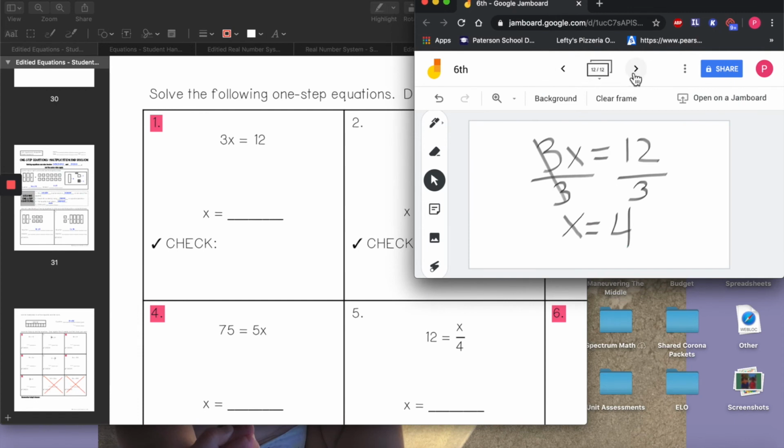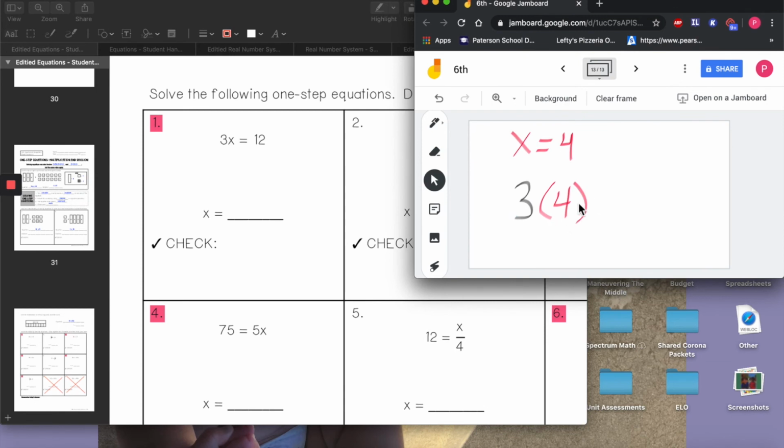And if I wanted to check my work, I could plug in what I got for x. So I got 4 for x. X was equal to 4. So now I can have 4 as my x, and my original equation was 3 times x. If I perform that and I get the same answer on the other side of my equation, they are balanced. So I have the right answer.